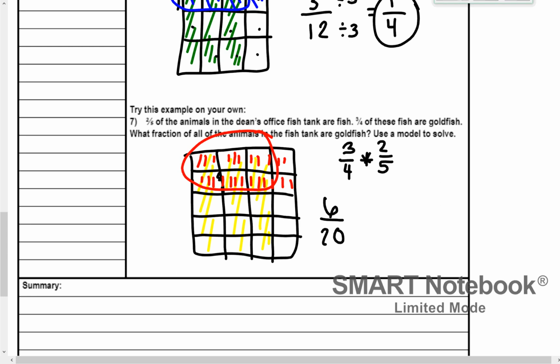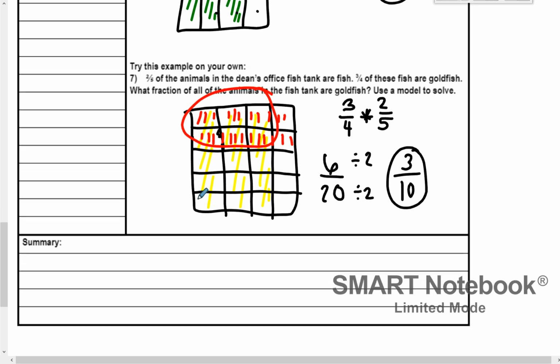Very last thing we need to do is simplify this. 6 and 20 can both be divided by 2. So we get 6 divided by 2 is 3. 20 divided by 2 is 10. We can check our answer. 3 times 2 is 6. 4 times 5 is 20. So we know we did our model correctly.